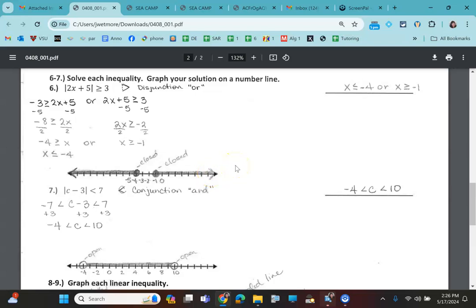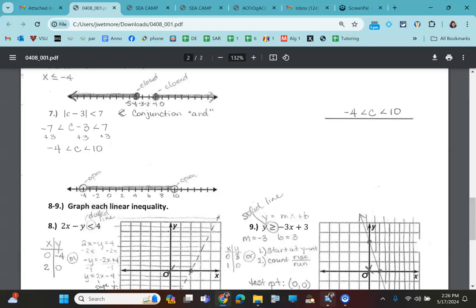All right, for the next one, we said that this one would be a conjunction, an and statement. So again, let's copy exactly what we've got, copy the same sign, copy the opposite number, and this one we're going to leave it all together as an and. When it was an or, we had to break it into the two separate pieces on number 6. So for this guy, we can leave it all together.